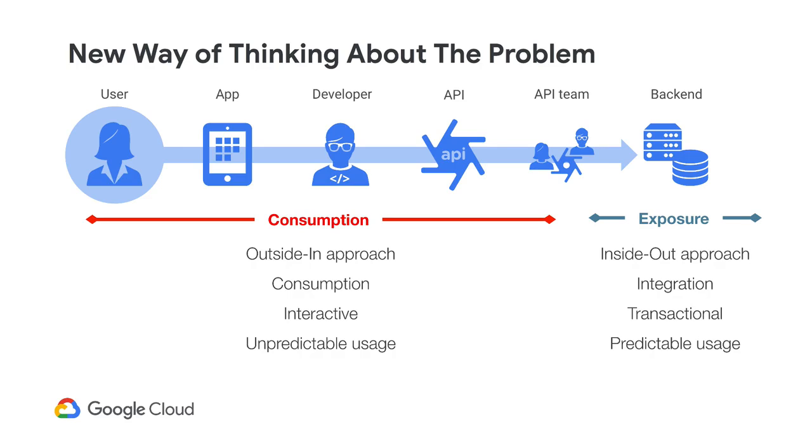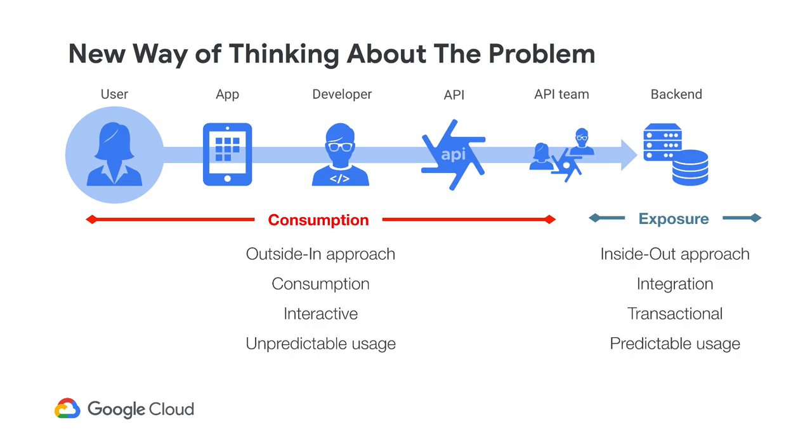There's a new way to think about the problem of services. Traditionally, we would have thought of this as an exposure problem. So we've got some data, we need to expose it through a service. But there's a better way to think about this, a pattern that we've seen our most successful customers adopt, and that's to think about it from the outside in.